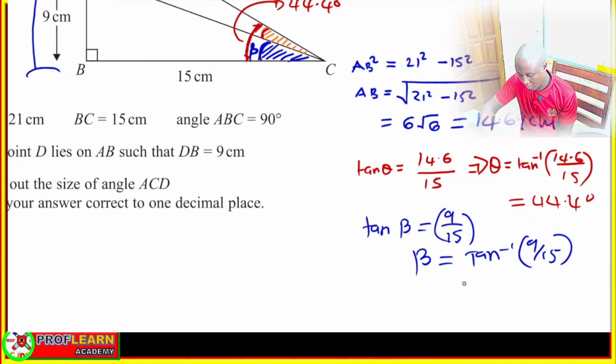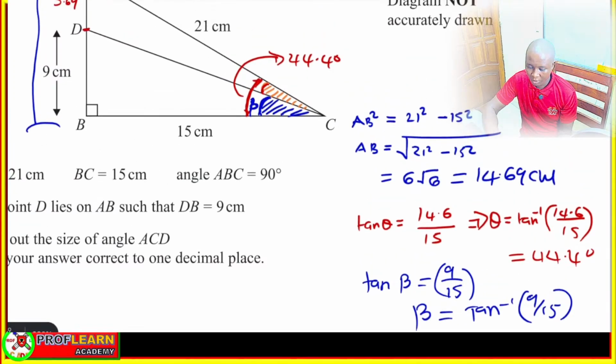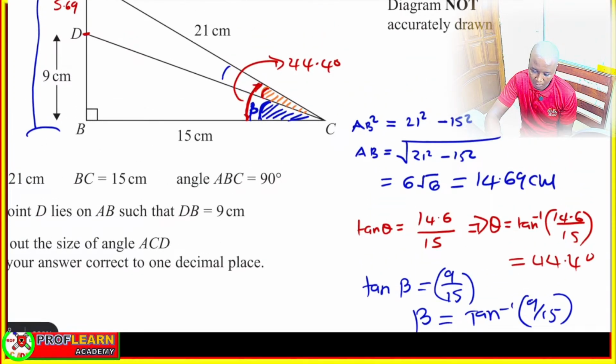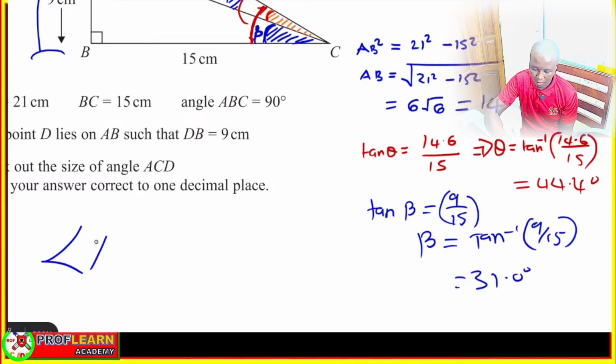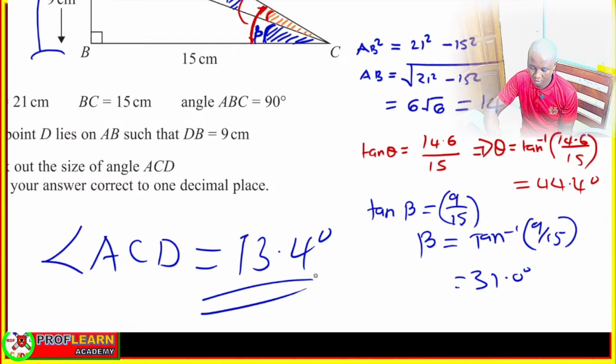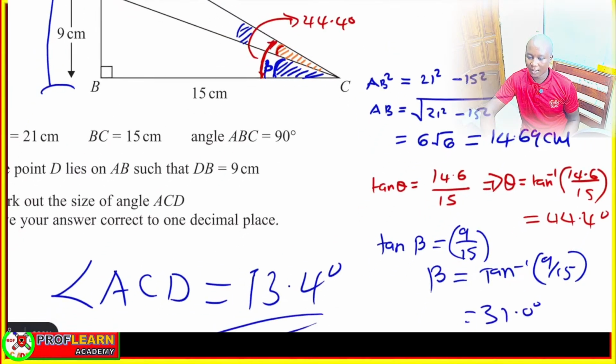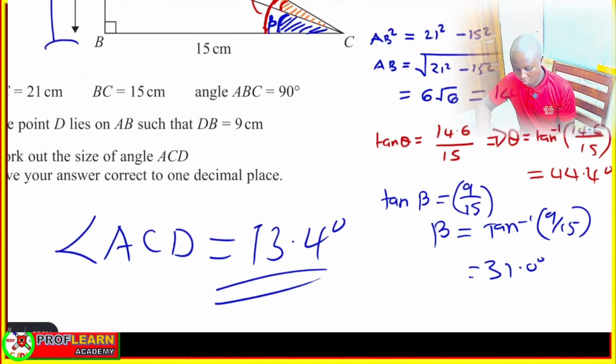That translates to 31.0 degrees. So if I have these two angles, for me to find this angle that is remaining up here, I'll take 44.4 minus 31, and that is going to translate to 13.4. Our angle ACD is going to be 13.4 degrees as the final answer in that particular case. So you need to be aware of how to work out questions like that.